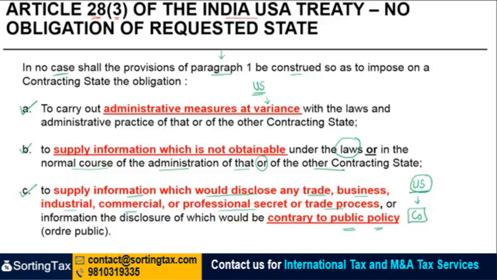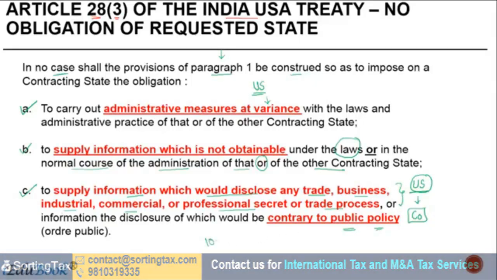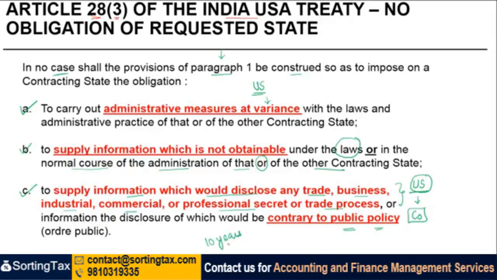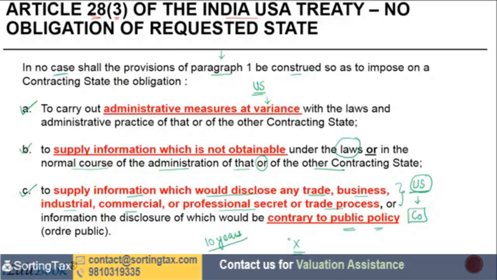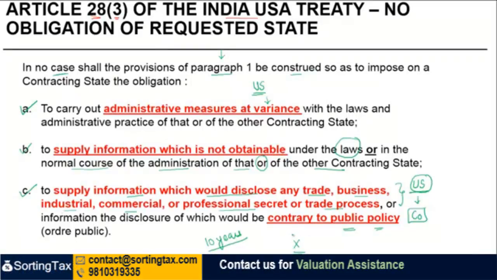It's a different matter that, let's say for example, this information was a trade secret maybe 10 years ago, but now when the assessment is happening, or when some form of tax scrutiny is being done, this information or that trade process is no longer secret. In such a case, they can still consider sharing it. But if at the time when the information is being requested these conditions are applicable, then they are not under an obligation to share that information.